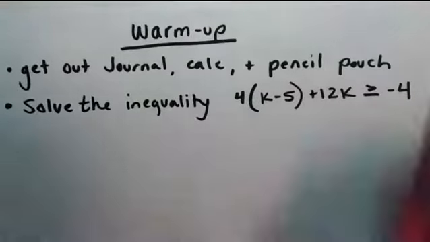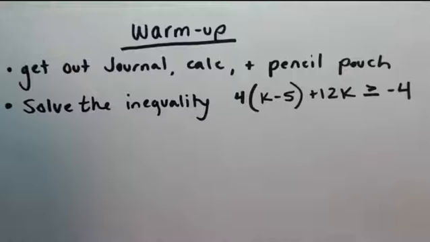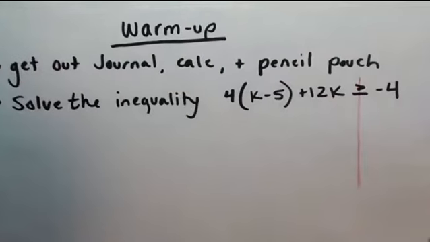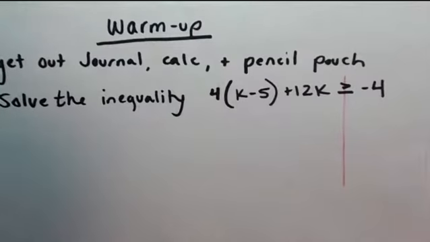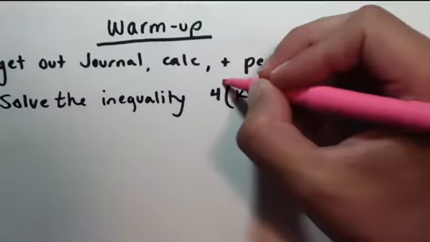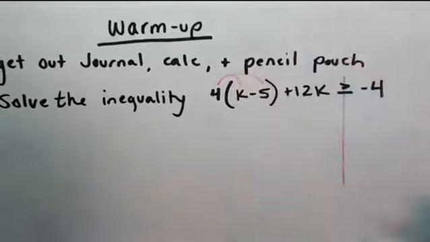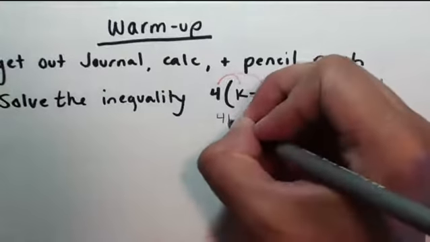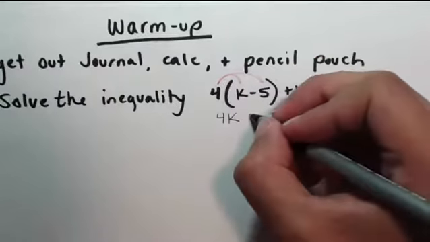Okay, so let's go ahead and solve this inequality. This is from Unit 1, just to recap and spiral back what we've learned. So I'm going to solve this just like any other type of multi-step equation. The first thing that I'm going to do is get rid of those parentheses. So I'm going to distribute that 4 to the k and the negative 5. So 4 times k is 4k. 4 times negative 5 is negative 20.